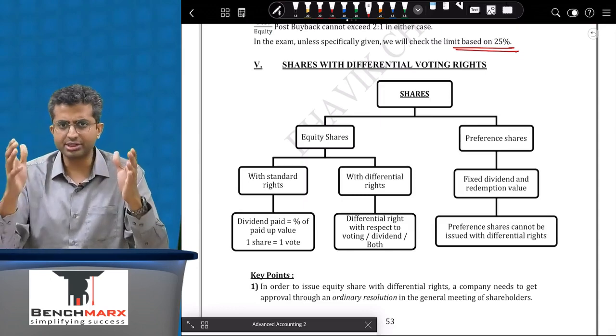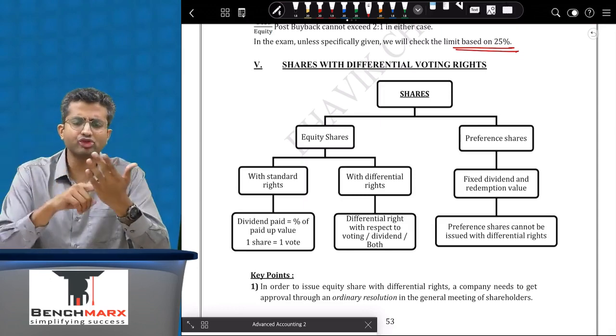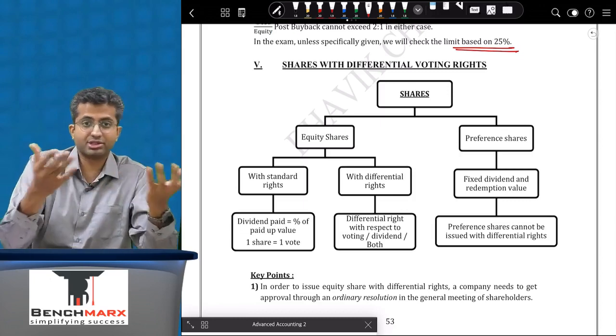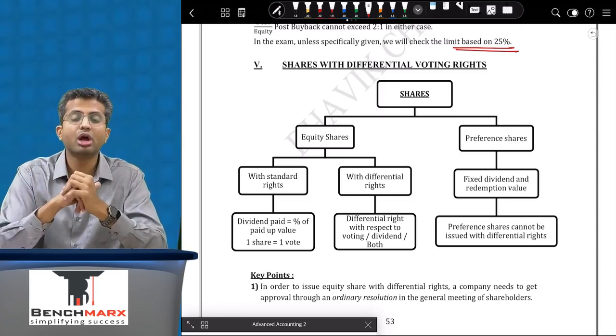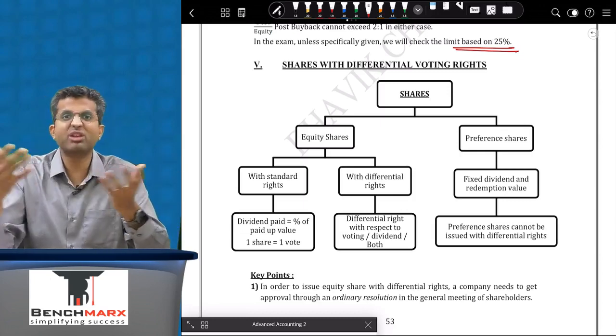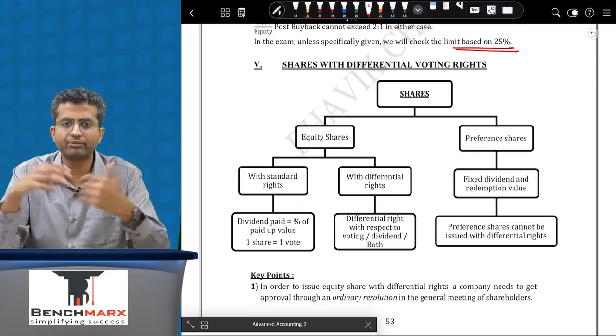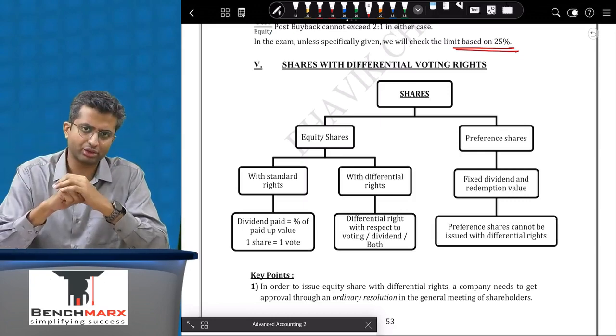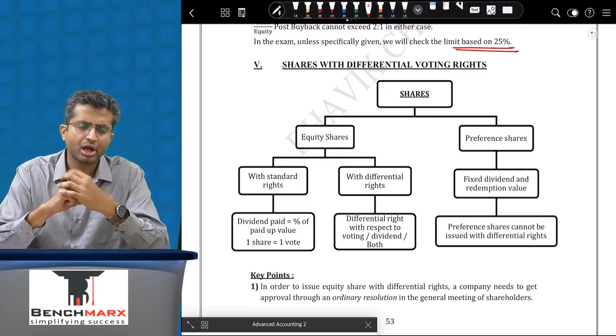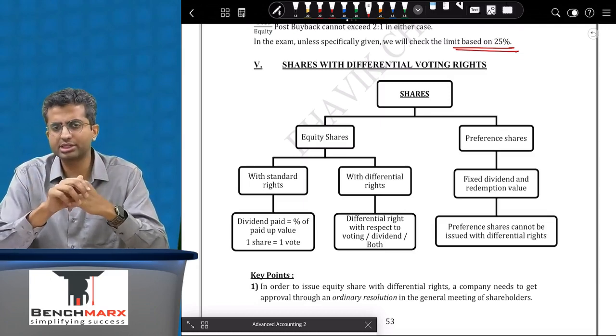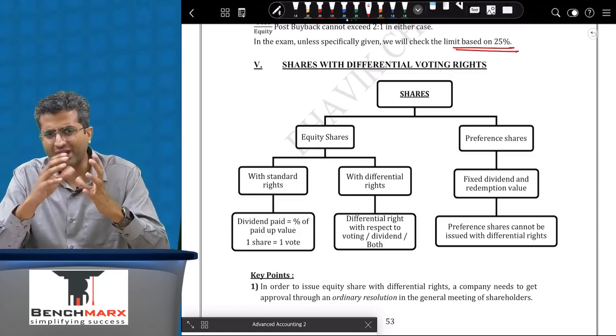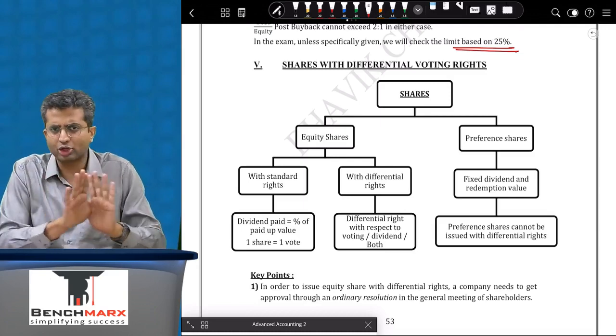In such cases, let's say there can be one share with zero vote, which is differing, ideally one share has one vote, or it can be one share with 10 votes given to the management. So these are shares with differential rights. Now in certain cases, these shares are issued, though they are not very common.